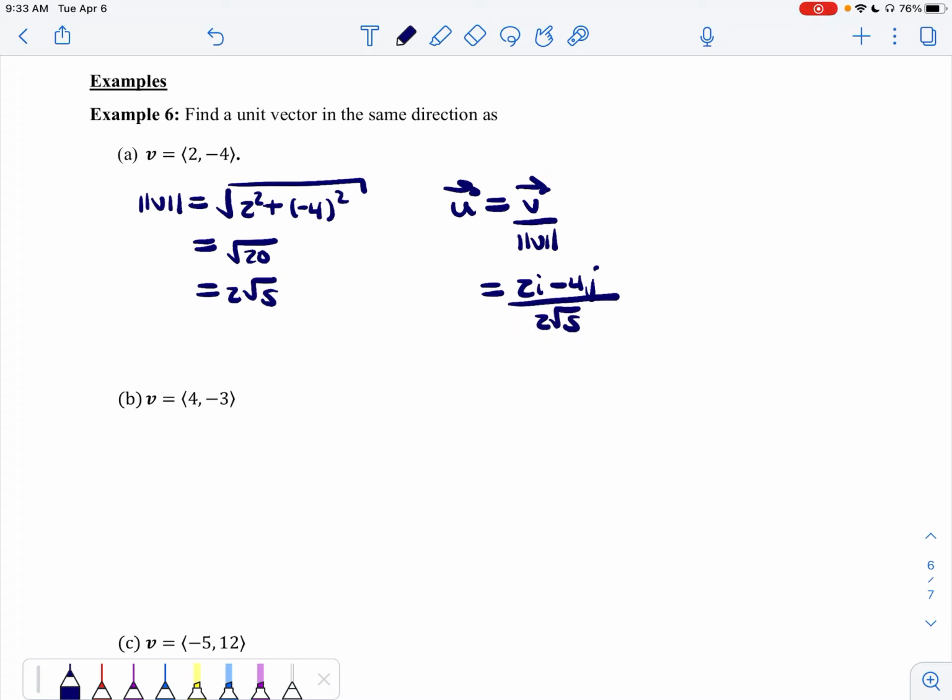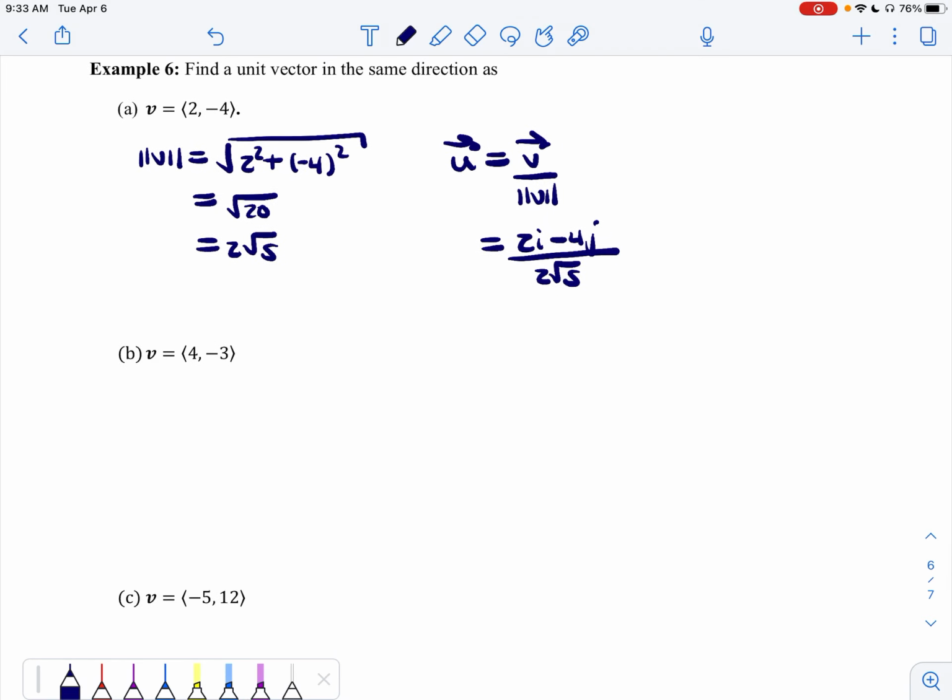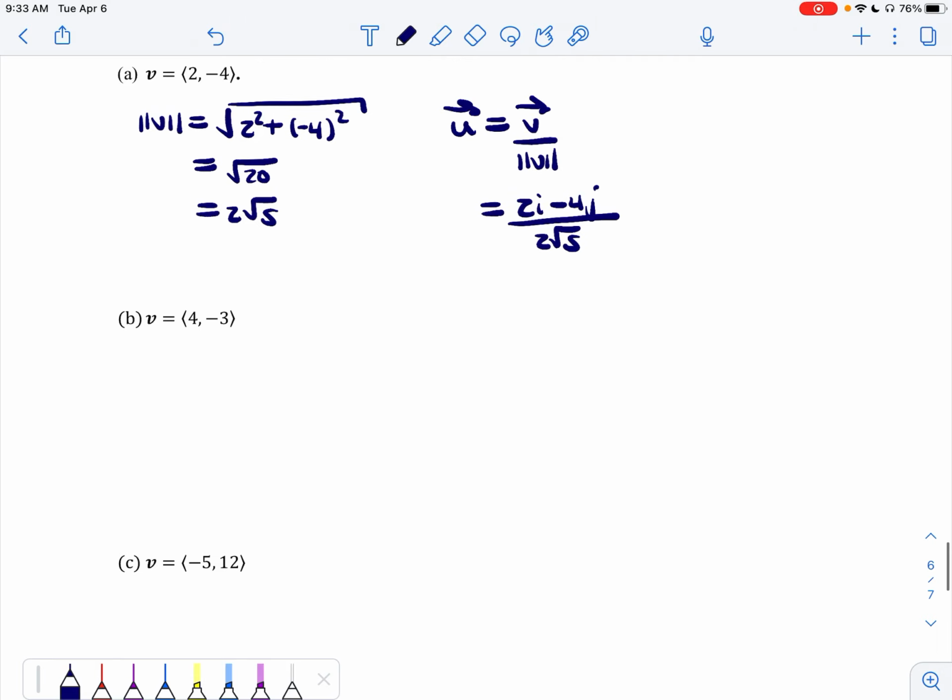Now, of course, we can't leave it like that. For one, we want to split it up as our i and j separately, and for two, we need to simplify and rationalize our denominator. So 2 divided by 2√5, the 2's would cancel, and then rationalizing would give us √5 over 5 in the i direction. And then 4 over 2√5, the 4 over 2 reduces, and then rationalizing would give us 2√5 over 5 in the j direction. So that is our unit vector.